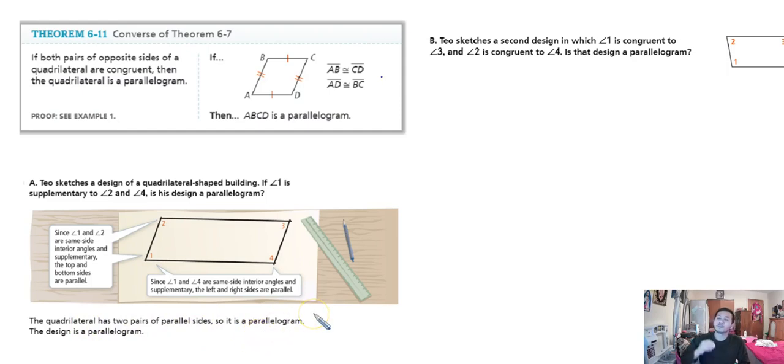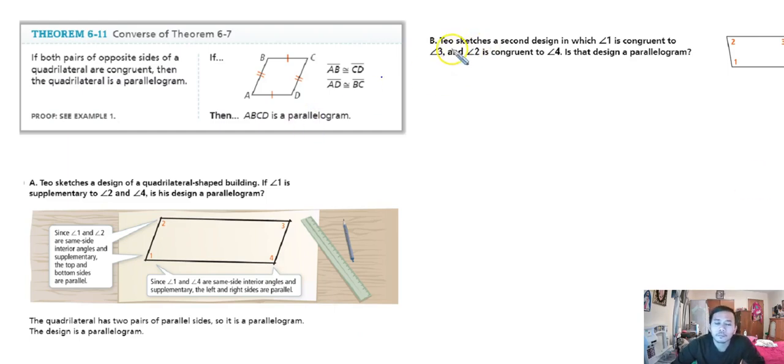So remember, by definition, opposite sides of a parallelogram are parallel. Use this theorem about the parallel lines to show that the quadrilateral is a parallelogram. By definition of a parallelogram, if both pairs of opposite sides of a quadrilateral are parallel, then that quadrilateral is considered to be a parallelogram. Now, is the design a parallelogram? Yes, the design is a parallelogram. Now, how about letter B?